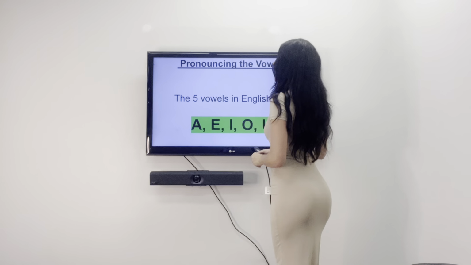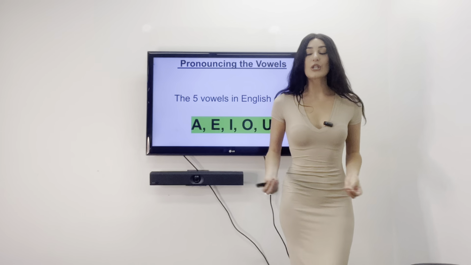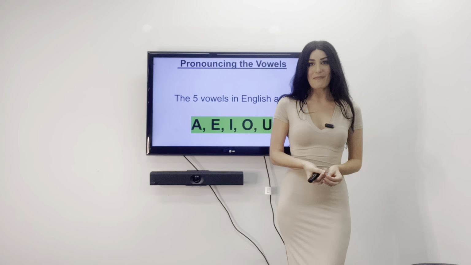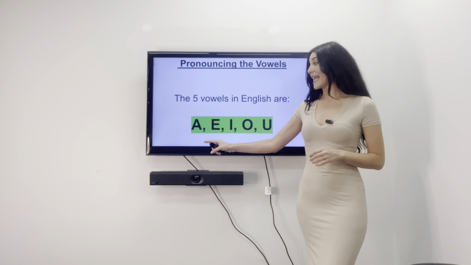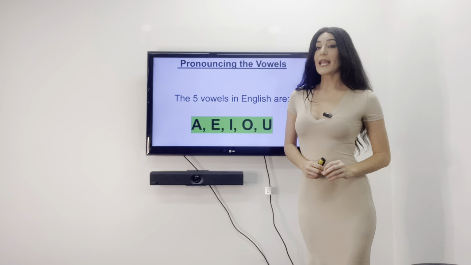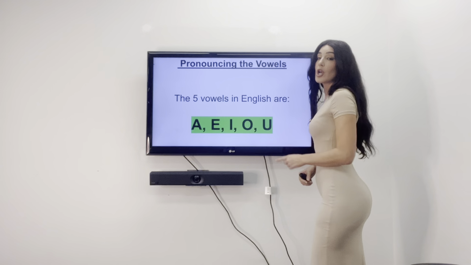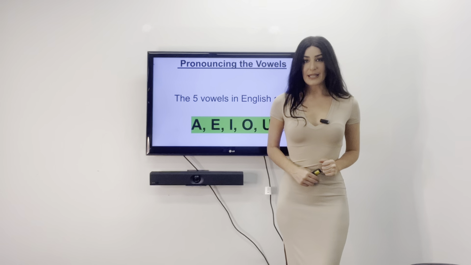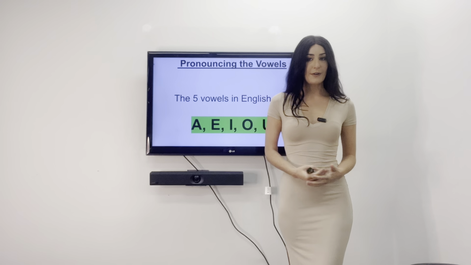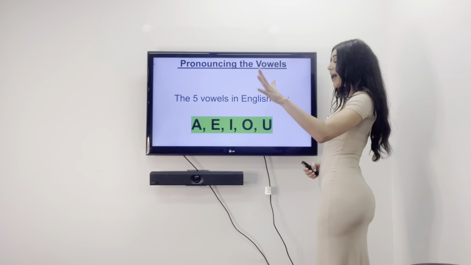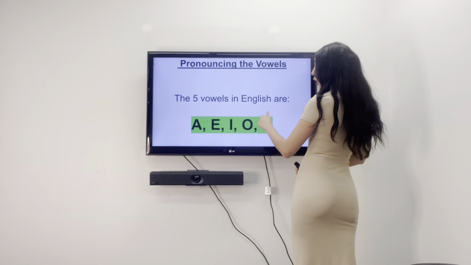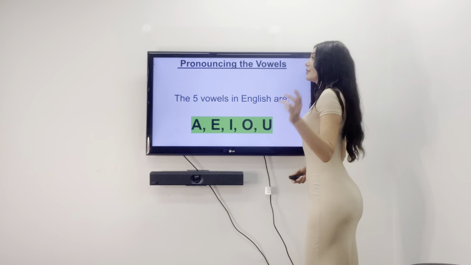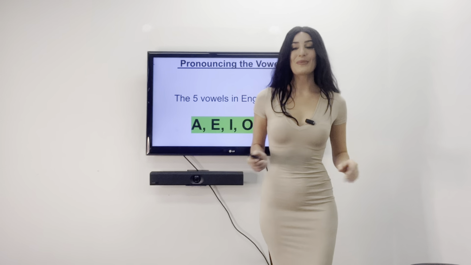Okay, let's talk about the vowels. Now, in English, we have 26 letters of the alphabet, and 5 of them are vowels. So the vowels are A, E, I, O, U. Those are the names of these letters, but the sound they make is different, okay? So again, the 5 vowels in English are A, E, I, O, U. Write those down, highlight them. They're super important.